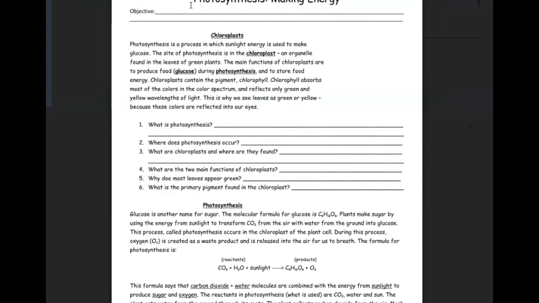We're going to do the photosynthesis making energy worksheet. We're going to do this in its entirety. If you read the paragraph, students, it has all the answers to this.